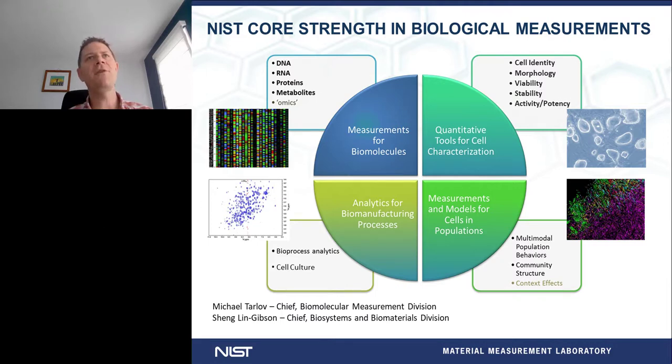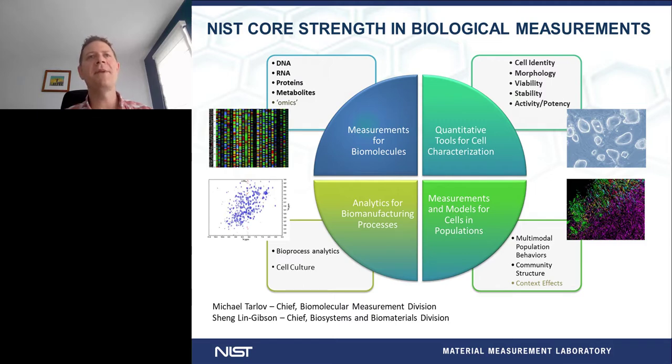So in the upper left-hand corner, we can talk about measurements for individual biomolecules. So this can be things like DNA, RNA, proteins, and metabolites. We also can measure the analytics associated with biomanufacturing. So in the case of biopharmaceuticals, we may use cell culture, for example, to produce proteins or RNA, DNA, or portions of protein therapeutics, viral vectors, things like that, that may actually be used as a therapeutic modality.